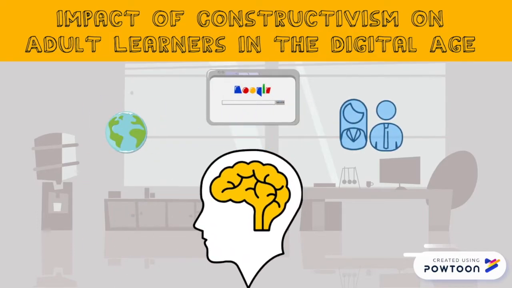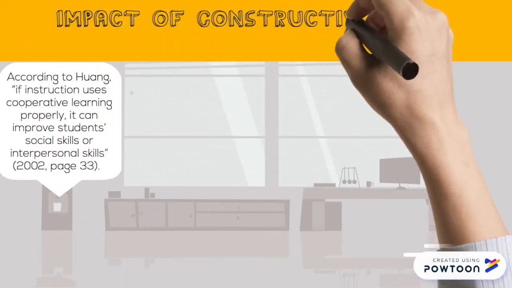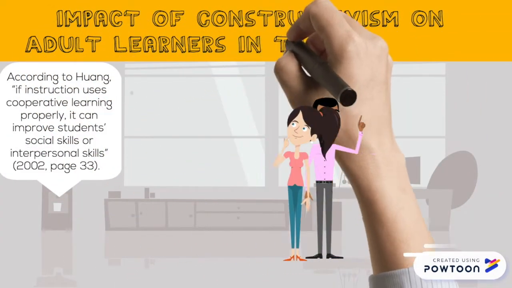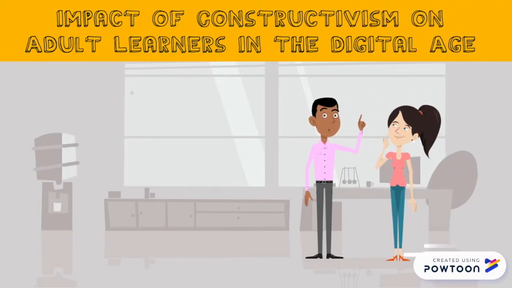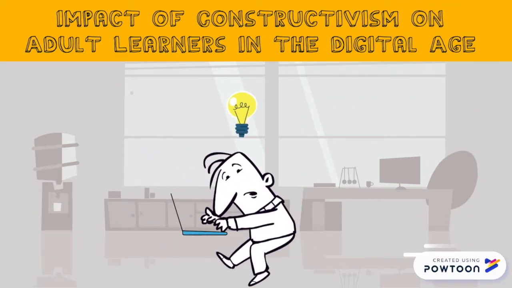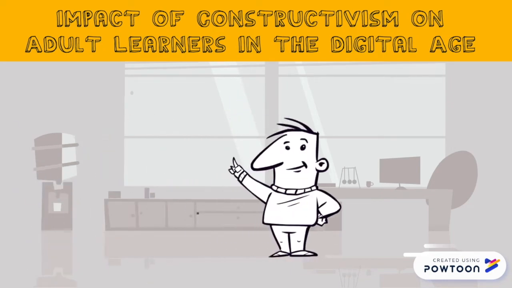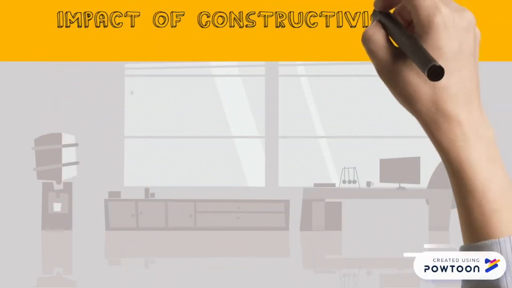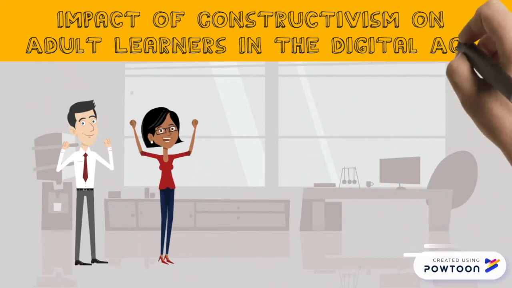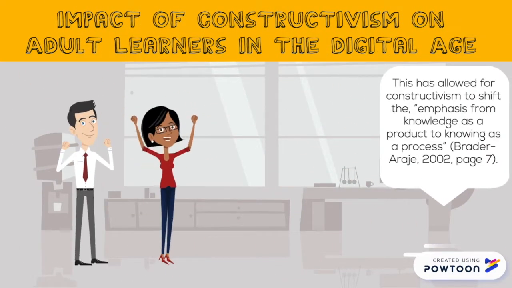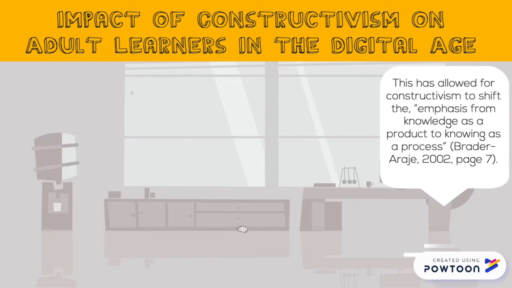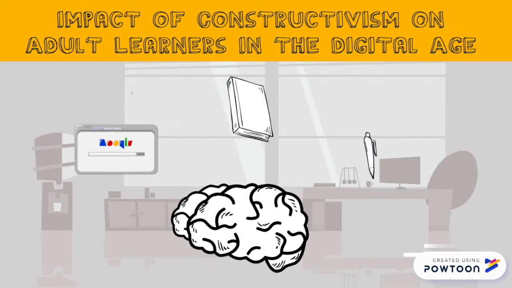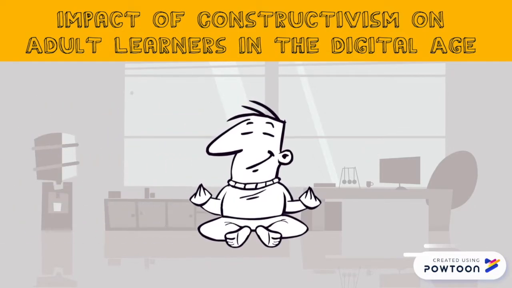in their own means. If instruction uses cooperative learning properly, it can improve students' social skills or interpersonal skills. Understanding this, students work and support each other to comprehend contributed information shared. This in turn can reduce the barriers to interaction between students, peers, and facilitators. Constructivism has pushed for a change within the individually based type of learning. This has allowed constructivism to shift the emphasis from knowledge as a product to knowing as a process. It can be interpreted that constructivism will likely prove to be a lasting and meaningful shift in the structure of schooling, as students will be learning through their own experiences and motivations.